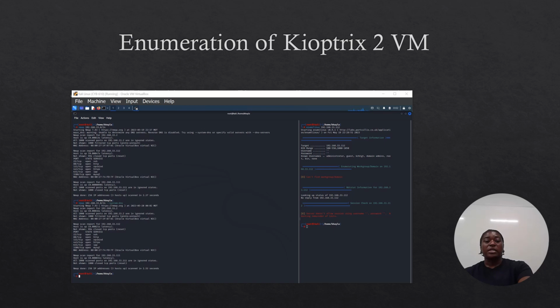Based on this nmap scan report of the Kioptrix 2 virtual machine, we see what ports are open and the services that are running on them. So we see SSH, HTTP, RPCbind, HTTPS, IPP, and MySQL. On the right-hand side, I ran the command enum4linux and the IP address of the Kioptrix 2 virtual machine. What we get back is the target information, enumeration of the workgroup domain, NBT stat information, and the session check on the IP address.